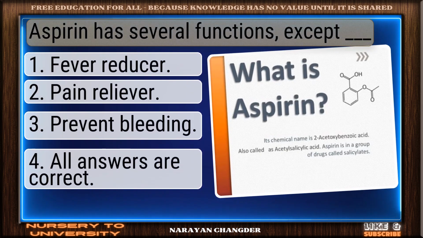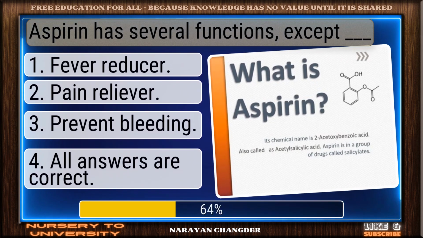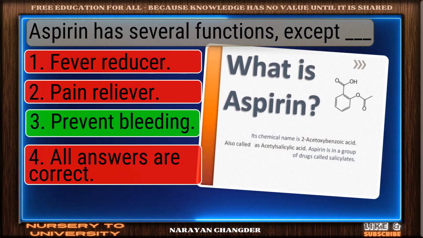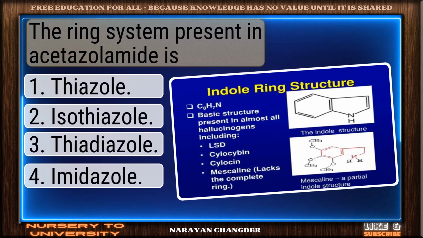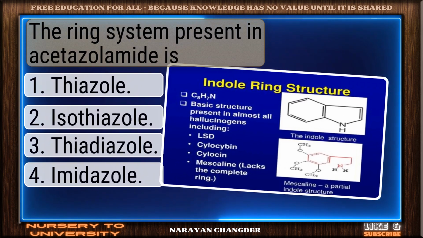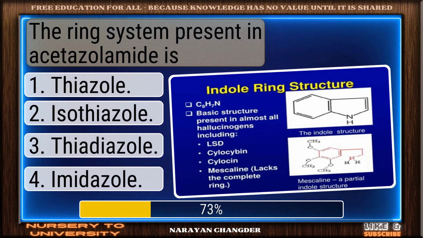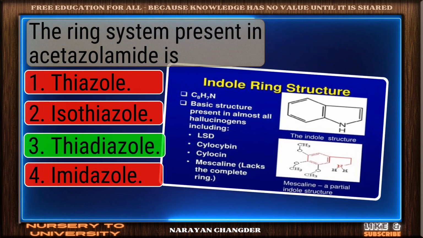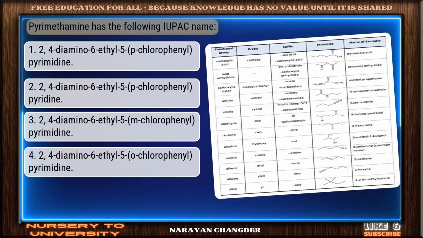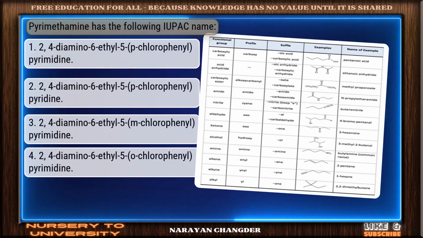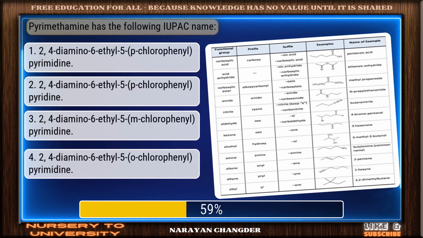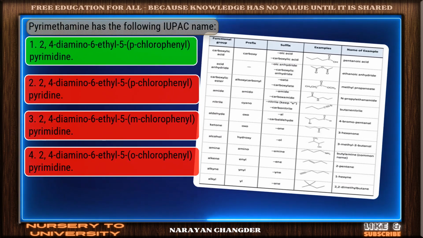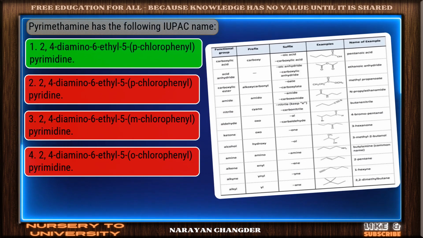Aspirin has several functions except dash. Exactly. Prevent bleeding makes sense, and it is right choice. The ring system present in acetazolamide is. Strong choice. Thiazole is the right answer. Pyrimethamine has the following IUPAC name. Sharp thinking. 2,4-diamino-6-ethyl-5-pyrimidine is the right choice.